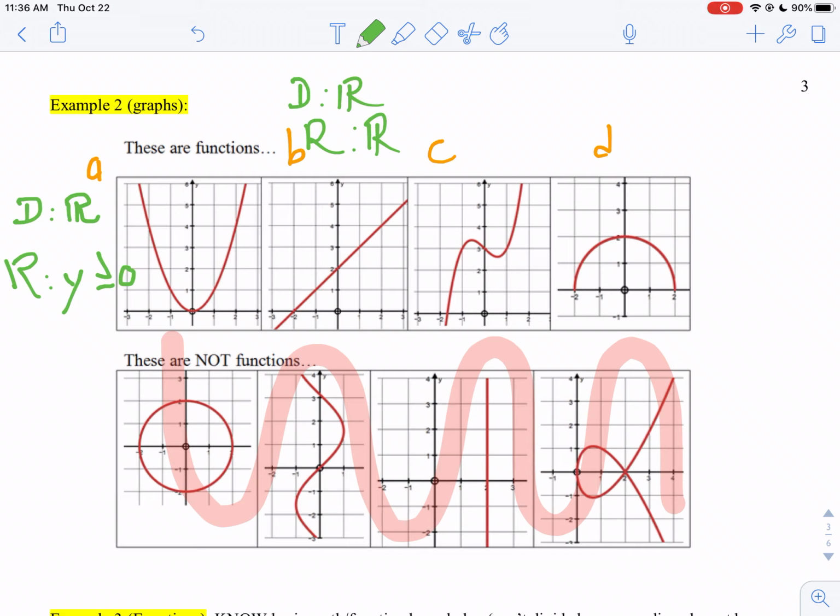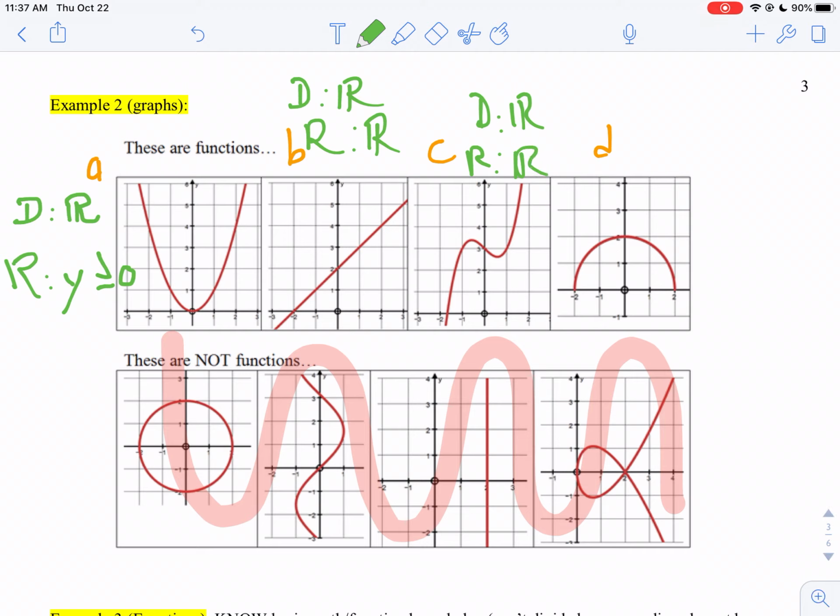Okay, C. Again, if you look left, right, this graph is going to keep going forever. So your domain is, again, all real numbers. And if you look up down, again, this graph is going to keep going forever. So it's going to be all real numbers also. So here you have domain again, all real. And your range is also all real numbers. All right, let's take a look at D now.